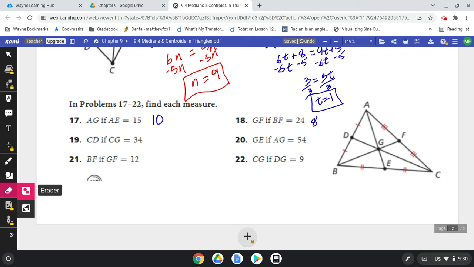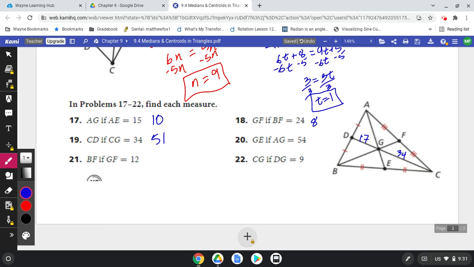Now the next one says CD is what we're trying to find. So we want to know what that whole distance is from C to D. We know that CG is 34. It's up to you. You can say that the whole distance would be x, so 2/3 of x would equal 34. That would work. Okay, the other option is if this is 2/3 of it, then this is 1/3. We could divide that by 2. 34 divided by 2 is 17. And at that point, 17 plus 34, I can add that together and get 51.